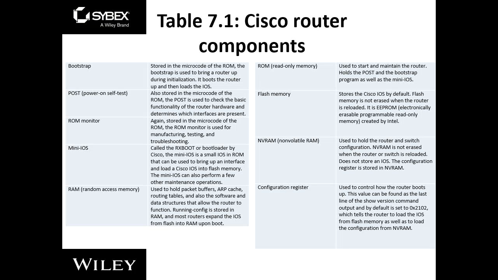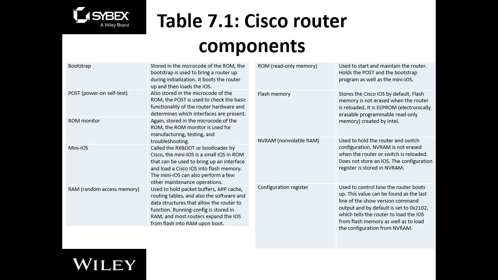One of the things that we store in NVRAM is your startup config file, okay? So when the router or switch starts up, it copies the startup config from NVRAM, moves that into random access memory, and then starts executing those commands.